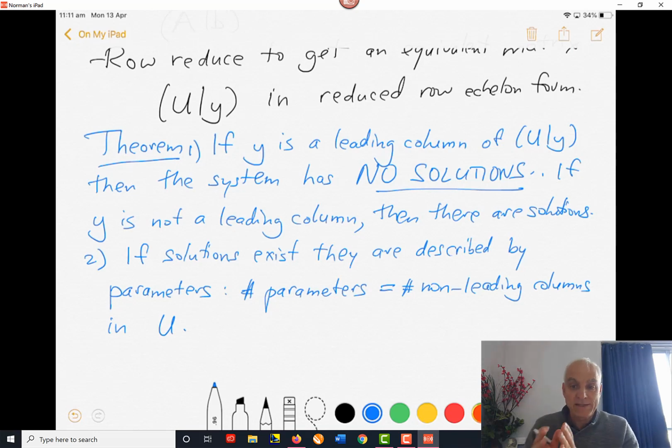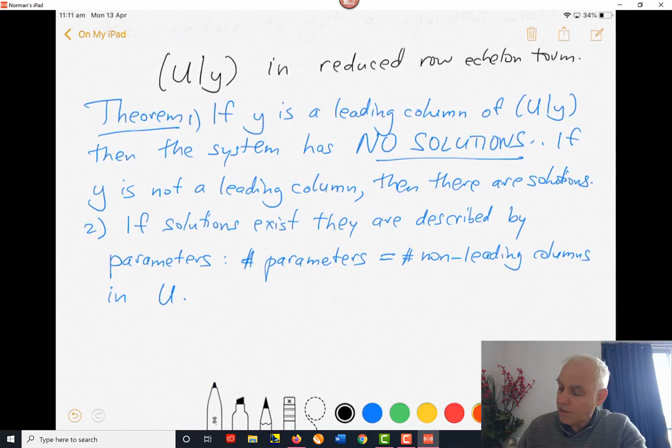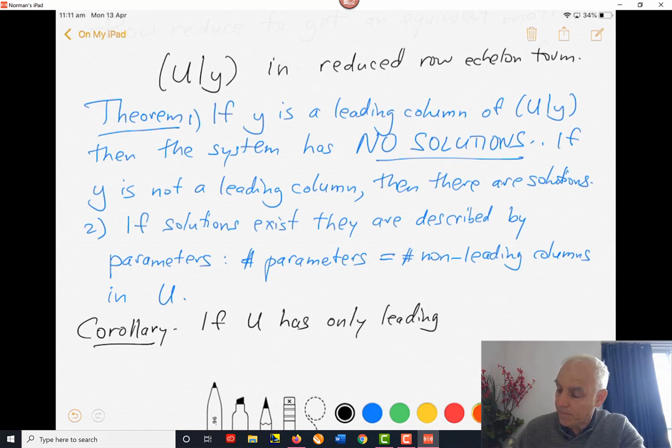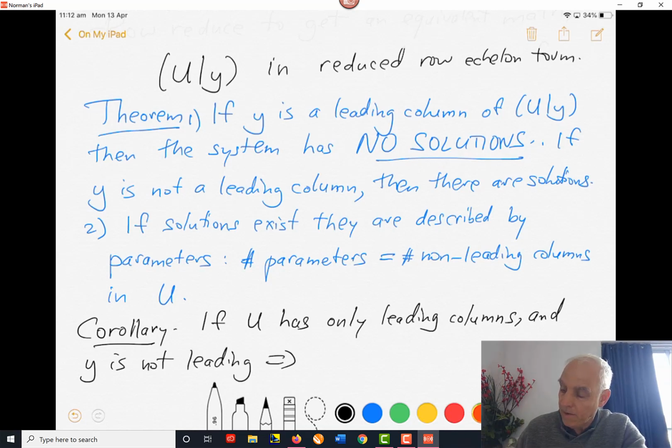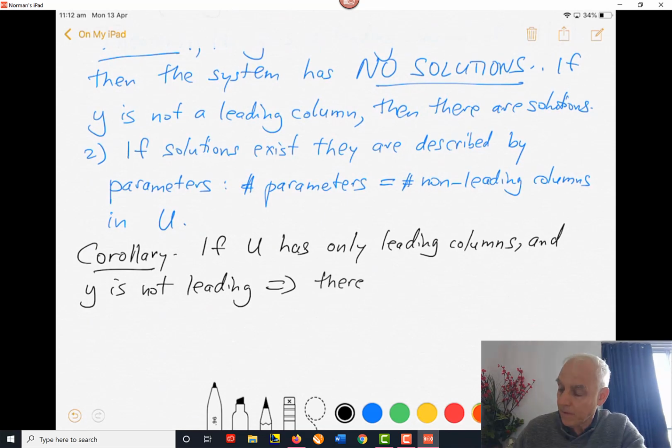First, we look at Y. If that's a leading column in the system, then there's no solutions. If that's not leading, then there are solutions, and the number of parameters in a solution is the number of non-leading columns in U. So as a consequence of that, as a corollary, if U has only leading columns, and Y is not leading, then there's a unique solution. There's a unique solution to the system.